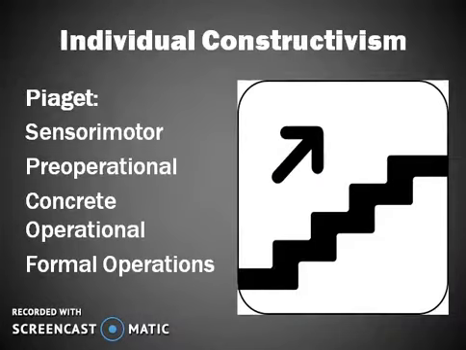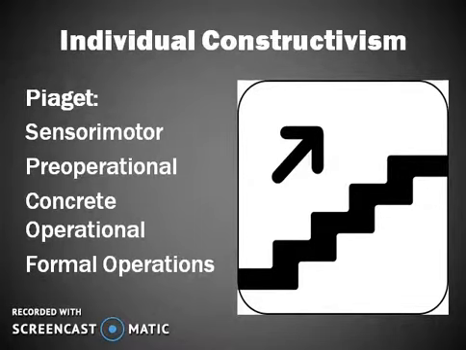There are two basic branches of constructivism. We have individual constructivism, as well as social constructivism. Individual constructivism is the way a person goes about individually constructing his or her own knowledge, whereas social constructivism takes into account the influence that social interaction has on how we develop.